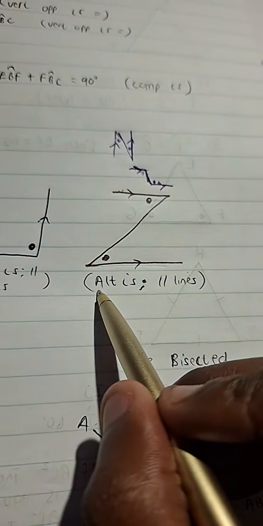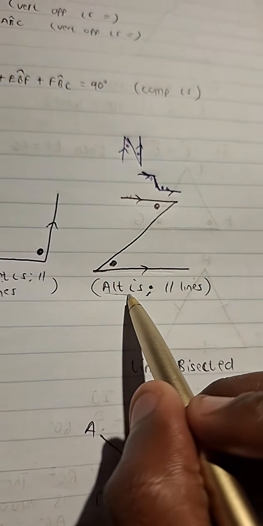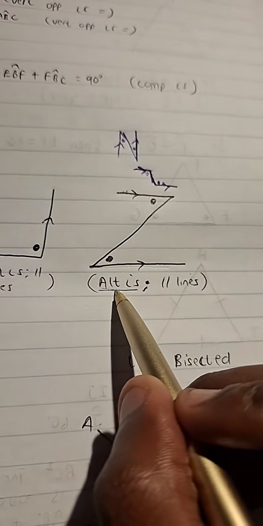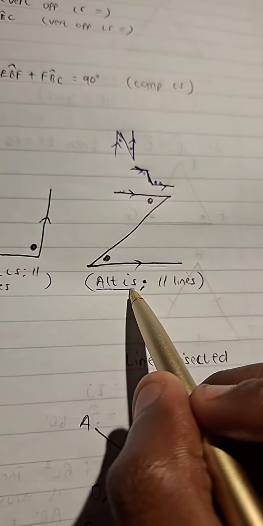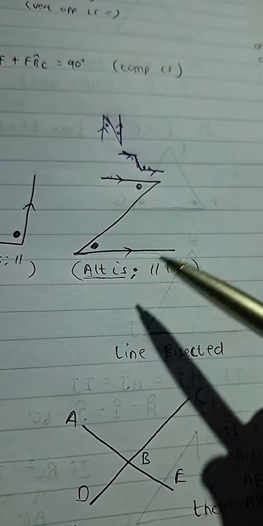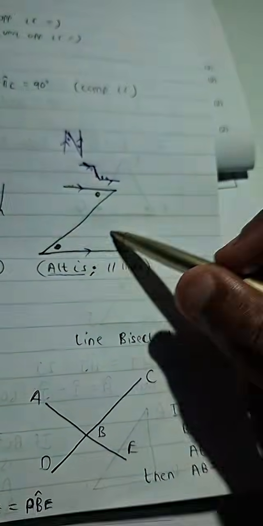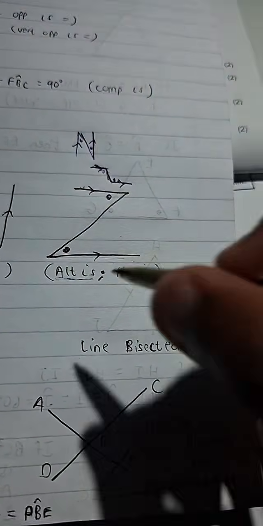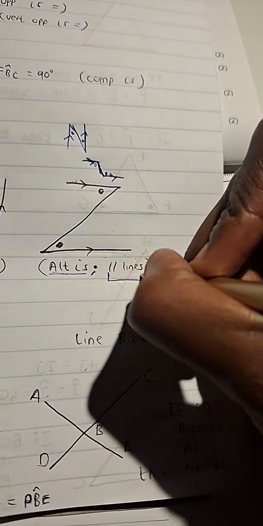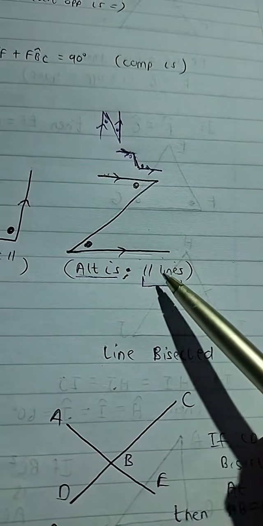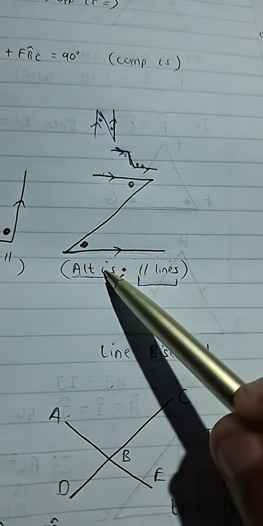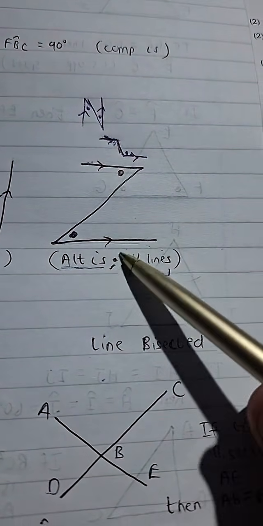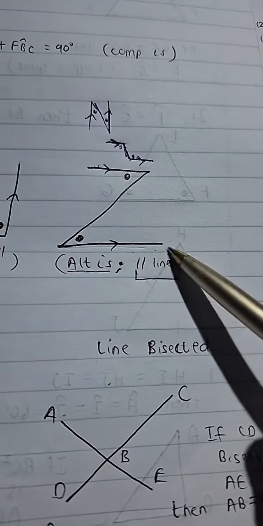What do we call those angles, guys? We call them alternate angles, ALT angles, semicolon. You must indicate the lines that are parallel. You must indicate the lines that are parallel as well whenever you use alternate angles. Please, guys, indicate the lines that are parallel.